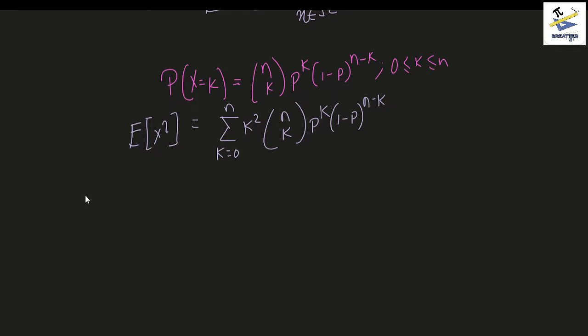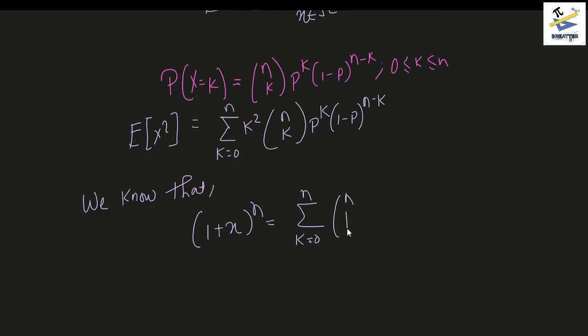Okay, so we know that (1+x)^n is equal to how much? The sum for k equals 0 to n of nCk x^k, right?